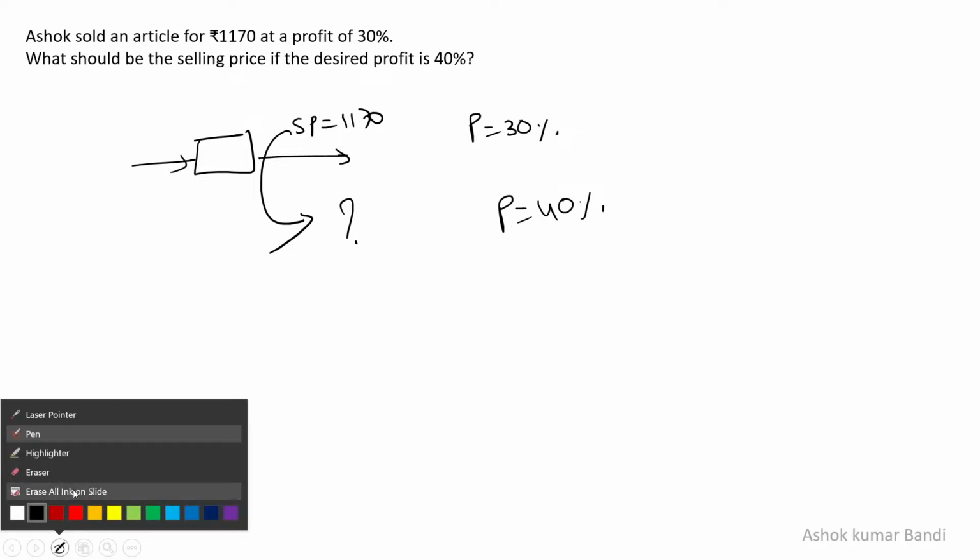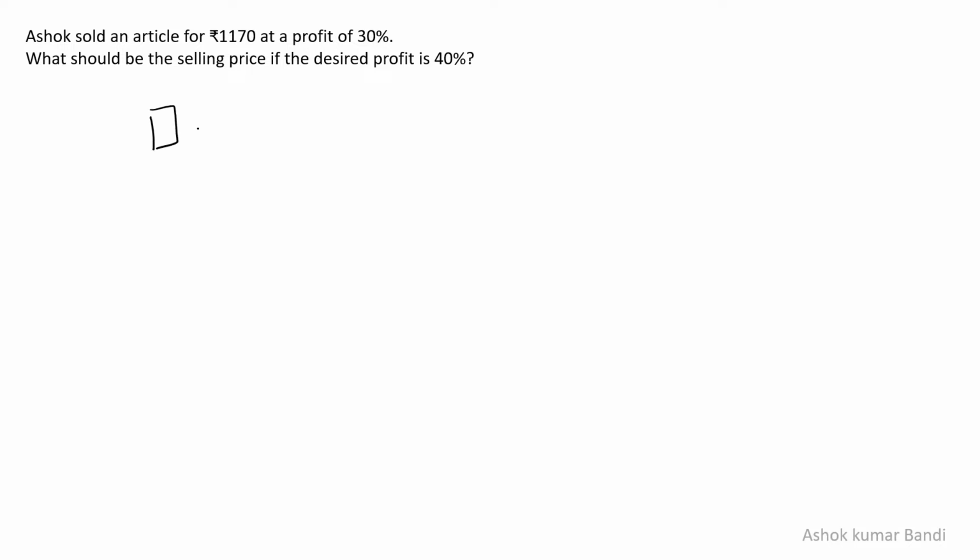See here, I am repeating once again. He is having one item, he is already selling it for 1170, so that he is getting a profit of 30%. So if he wants to get 40% profit, what should have been the selling price? That's what you need to find out here. So let's go step by step. Now I want to find out the selling price when I know the profit.